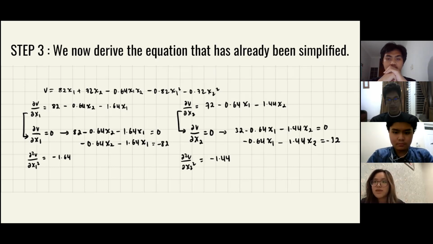Now we'll also find the partial derivative with respect to x2. So the partial derivative of V over partial x2 is equal to 72 minus 0.64x1 minus 1.44x2. We do the same thing as before, setting the partial derivative of V over partial x2 equal to 0. From then we know that minus 0.64x1 minus 1.44x2 is equal to minus 72.